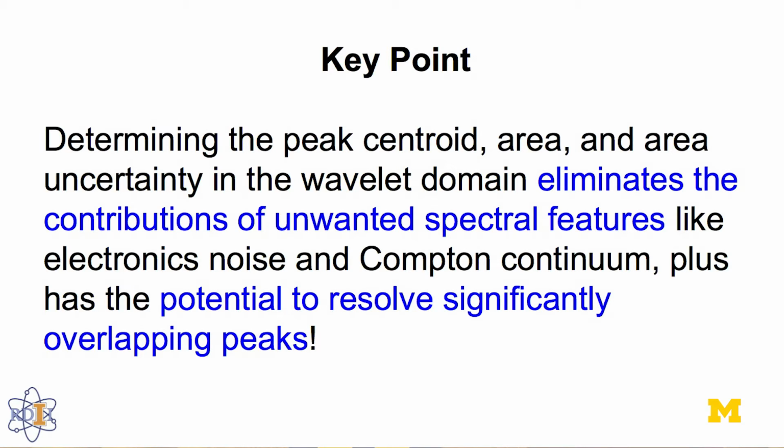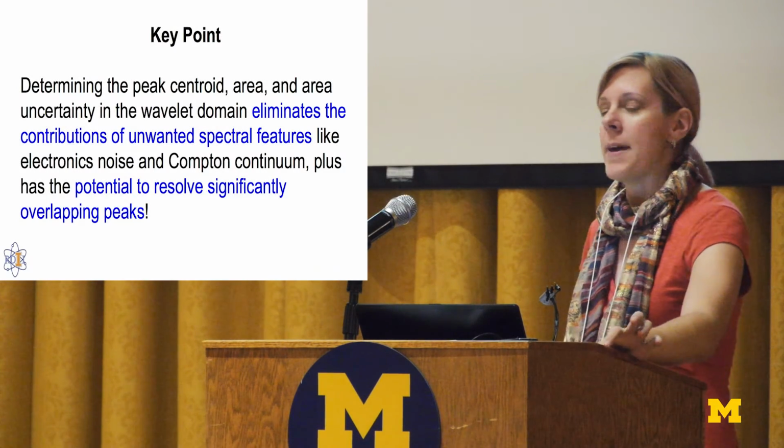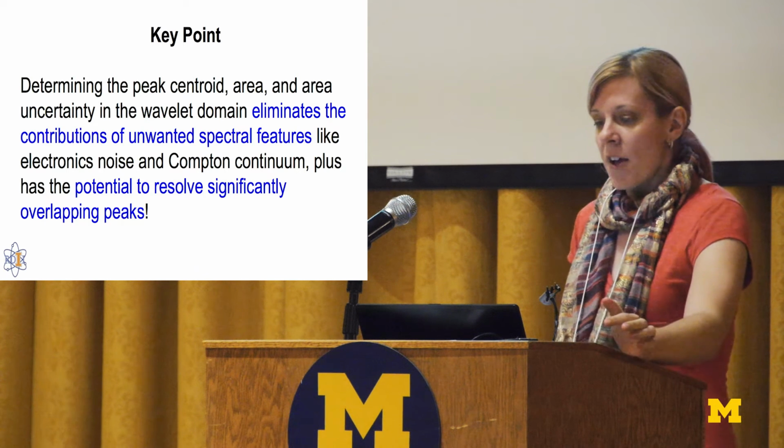But the key point, the thing that makes what we do different from all the other people doing wavelet analysis on gamma ray spectra, is that we're doing everything in the wavelet domain. Like I said, this has the benefit of only being sensitive to the peaks if you do it properly. We're not sensitive to the Compton continuum. We're not sensitive to the electronics noise, and we can resolve highly overlapping peaks, as we've shown in several papers. So this is a good thing.